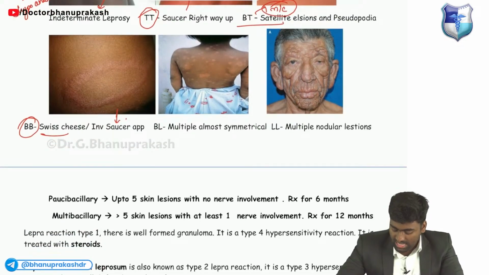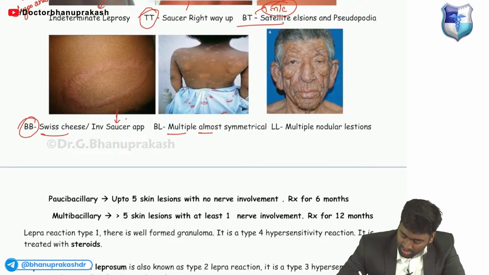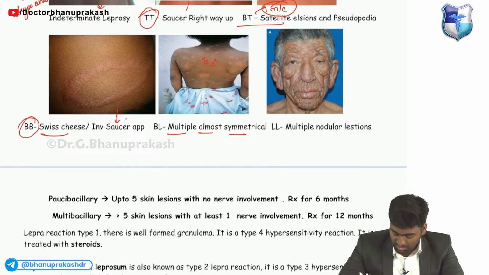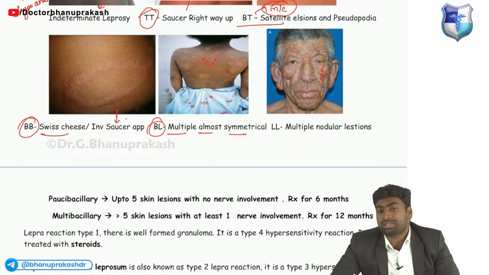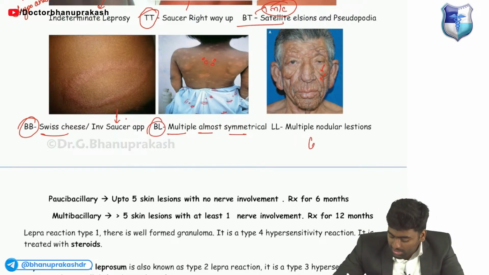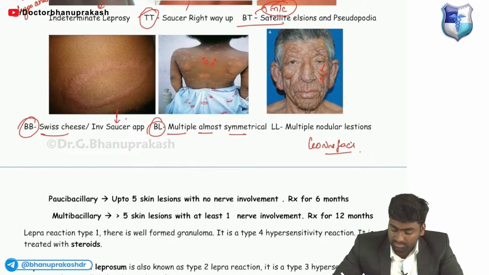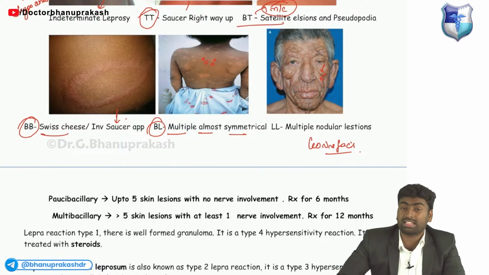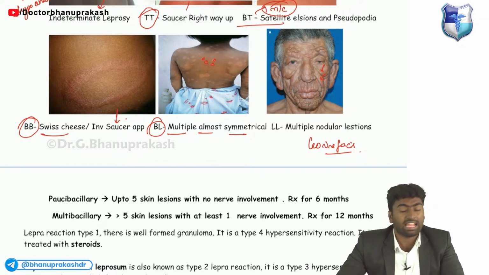Just remember this thing. Next, if you are able to see multiple and almost symmetrical, not symmetrical, so it is what? It is the BL type of leprosy. And if you are able to see this type of multiple symmetrical lesions and leonine faces, all of these things will be suggestive of LL, lepromatous type of leprosy.